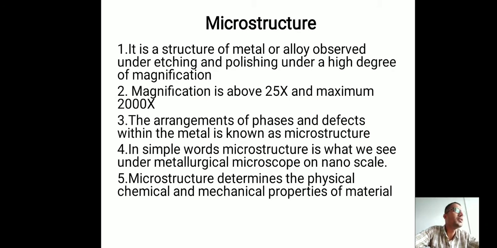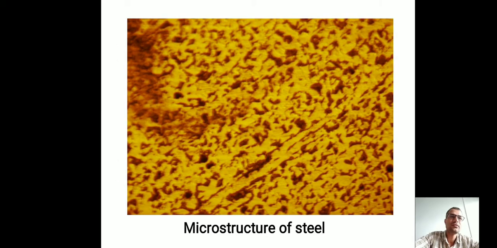Then why is there a need to check the microstructure? Because we can simply say that physical and chemical properties depend on the microstructure, because the microstructure of each and every material will be different, and according to that the inside structural features will be different. Take an example. See here, this is a microstructure of steel.